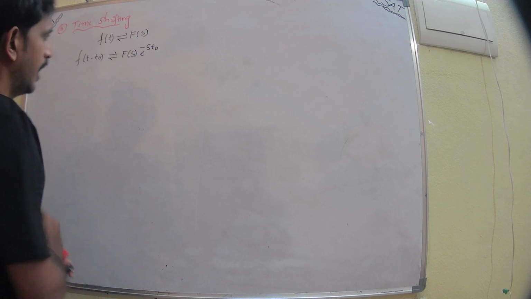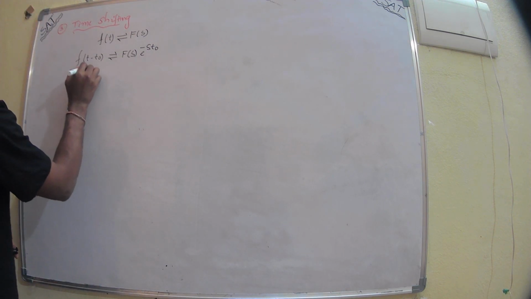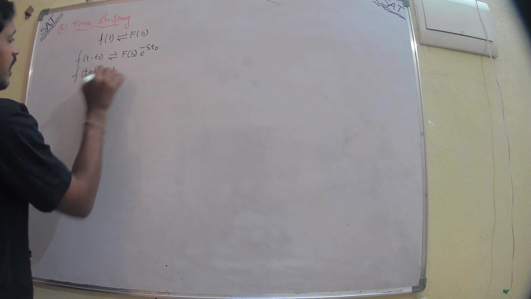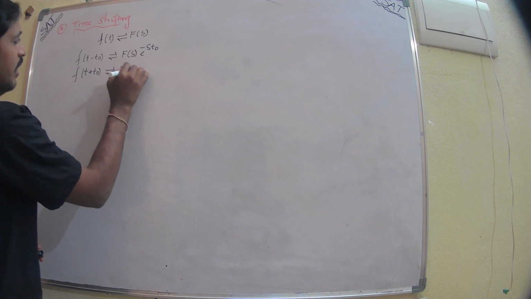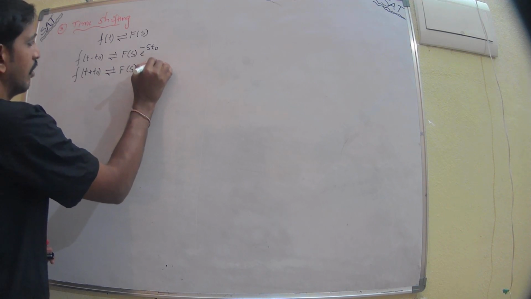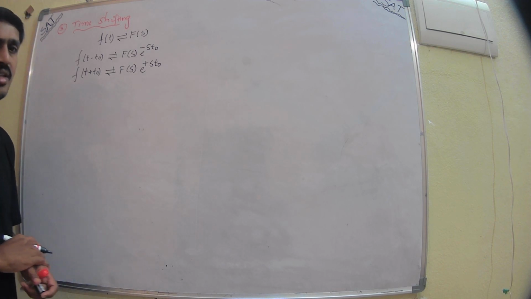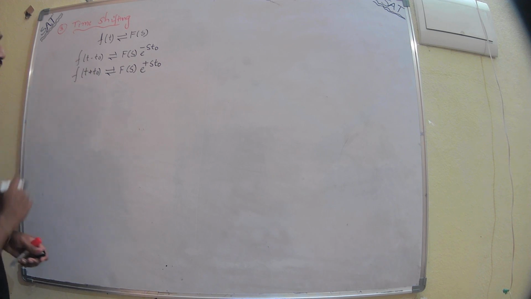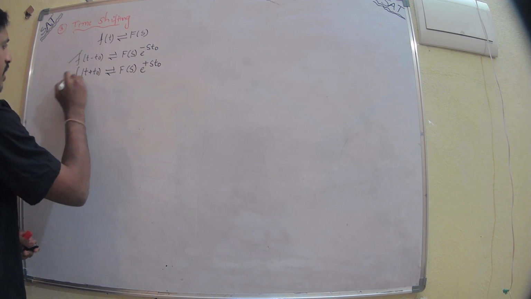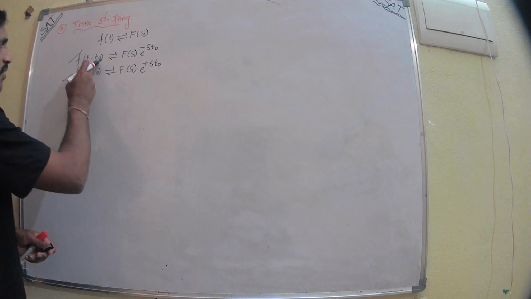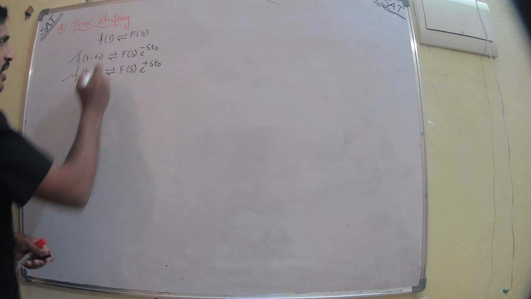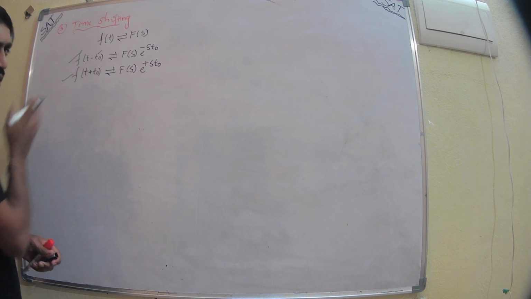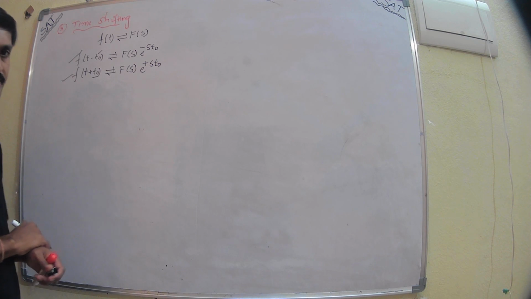And also I can write f of t plus t naught, which will give the Laplace transform F of s e power plus s t naught. This is the statement of the time shifting. Here we can observe, f of t minus t naught is called right shifting, and this is called left shifting. So we can shift the function f of t to the right side by the factor of t naught, and we can shift f of t to the left side by the factor of t naught.